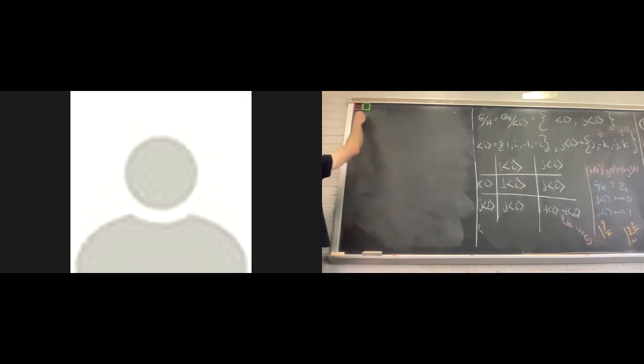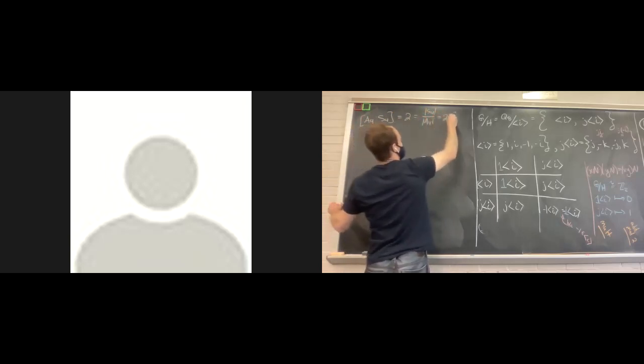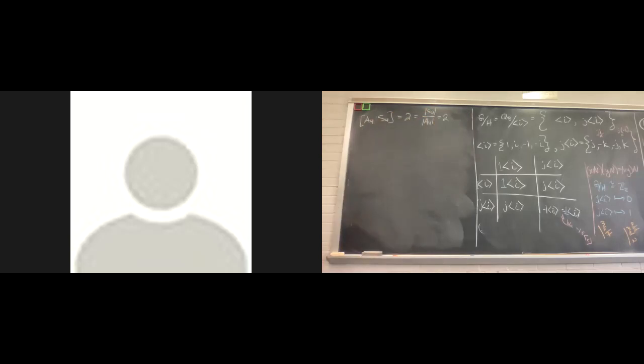So the index of A4 in S4 equals 2, and that's because the size of S4 divided by the size of A4 is 2, by a bunch of previous stuff we did. So that tells us A4 is normal in S4. That's all you have to check.